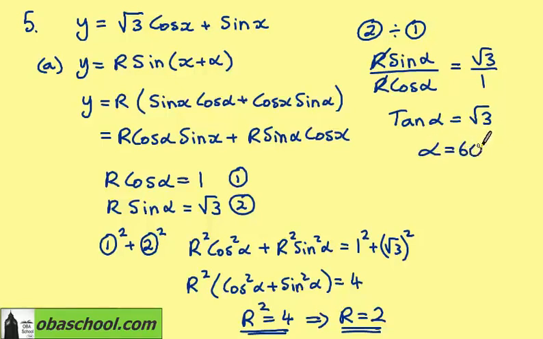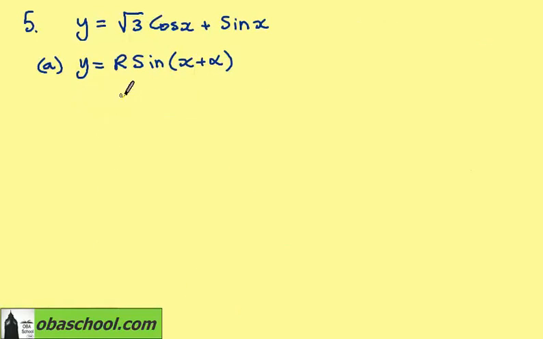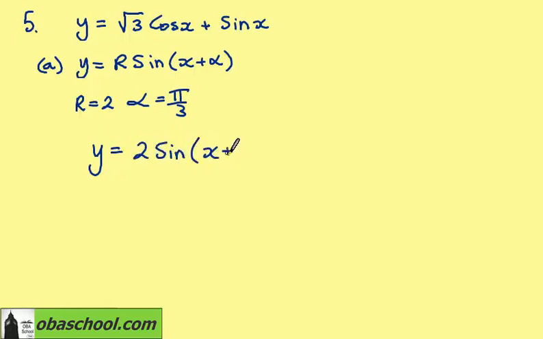Knowing our exact values, we know that alpha is 60 degrees. And since we're asked for the answer in radians, that means that alpha is pi by 3 radians. Bringing those values back to here, we know that r is 2 and alpha is pi by 3 radians. Therefore y is equal to 2 times the sine of x plus pi by 3.